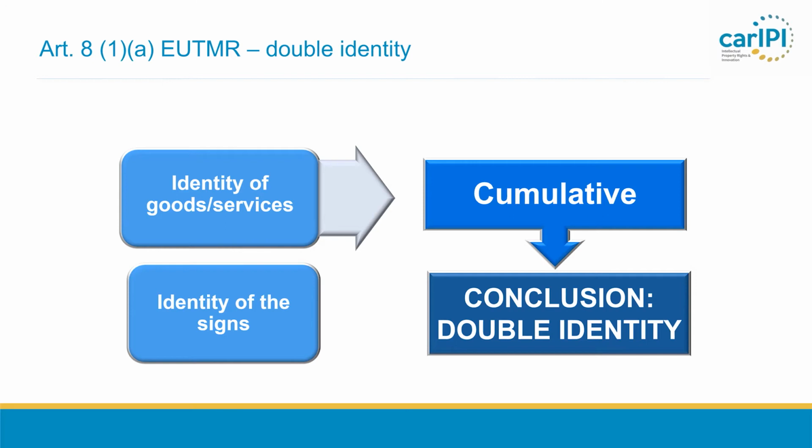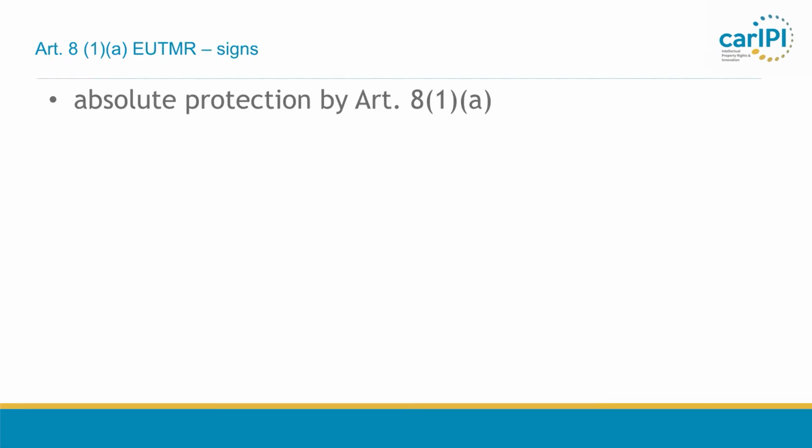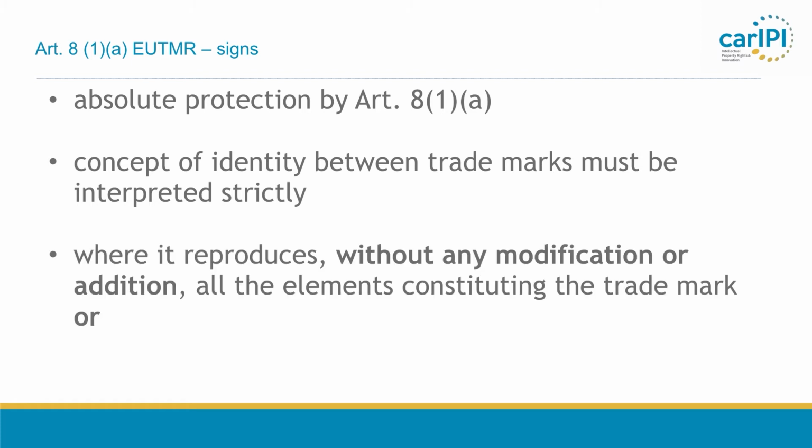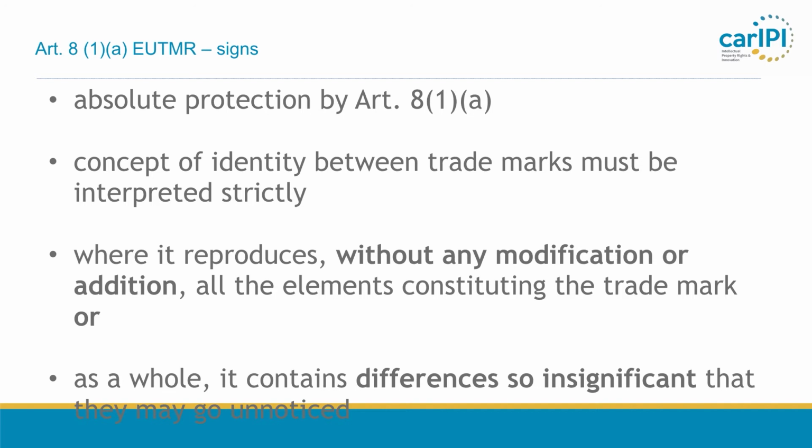And also for this reason, because of this absolute protection, especially the identity of signs has to be applied strictly, which means that when we talk about the identity of signs, we talk about a situation where a trademark reproduces without any modification or addition all the elements constituting the other trademark. When it concerns word marks, it would mean that all the verbal elements, all the letters or numerals are reproduced. If it's a figurative trademark, also the figurative elements and the coloring need to be reproduced as well.